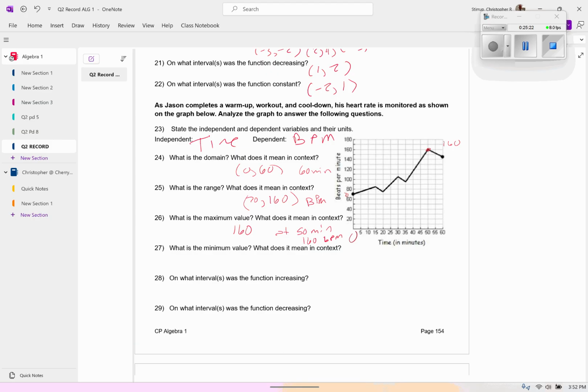What is the minimum? So you're looking for that right there. So that minimum is 70. So at 0 seconds, started at 70 beats per minute.